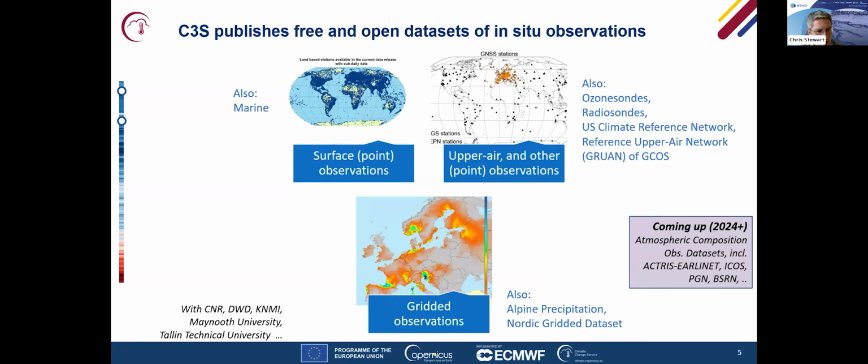And in terms of observational data, it's not just satellite data, also in situ observations we make available. So these are point observations over the surface, over the upper air, from ozone sondes, radio sondes, and so on, but also gridded observations from different in situ networks.